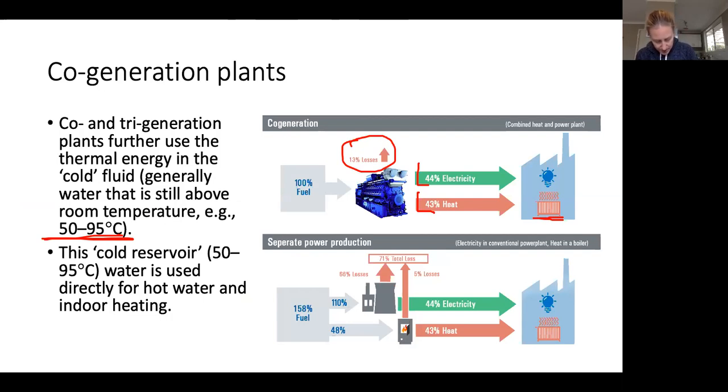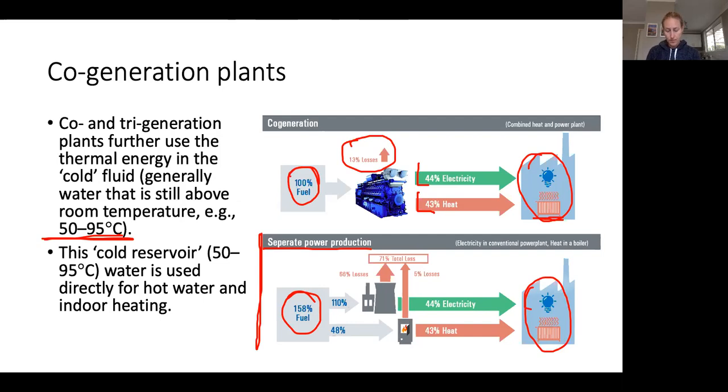Now this here is just a comparison of how much more fuel we would have to use if we were to create that electricity and heat separately instead of doing both in a cogeneration plant. So to get the same effect, to generate a certain amount of electricity and a certain amount of space heating, if we have separate power production, we need 158% fuel. Whereas if we do this in a cogeneration plant, we get it for the equivalent of 100% fuel. So we need almost 1.6 times more if we do it in separate power production. So that's quite powerful. It shows how valuable it can be to use a cogeneration plant.